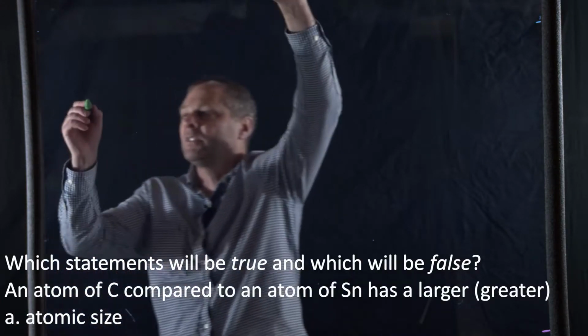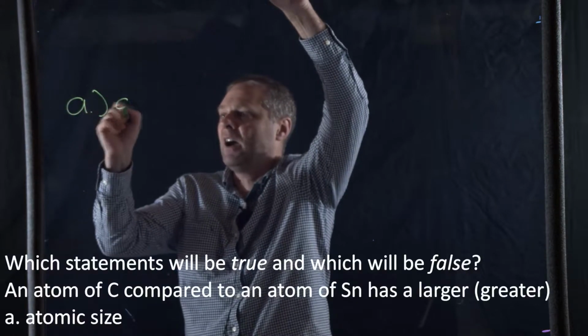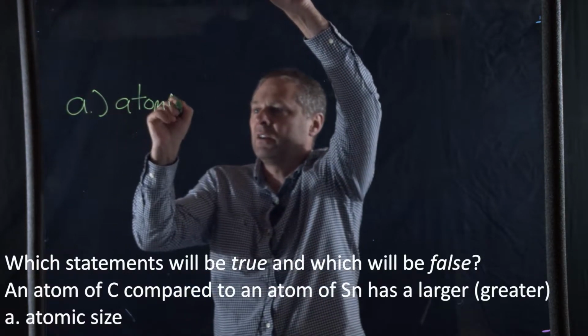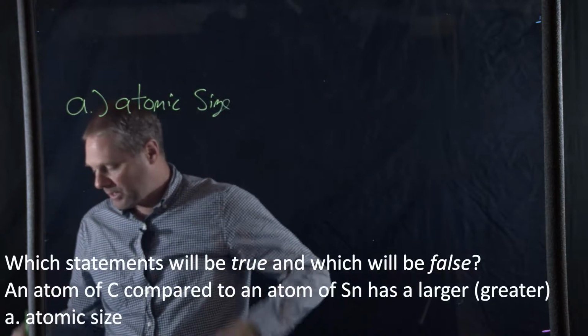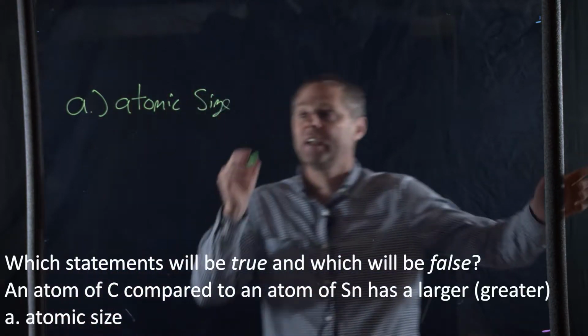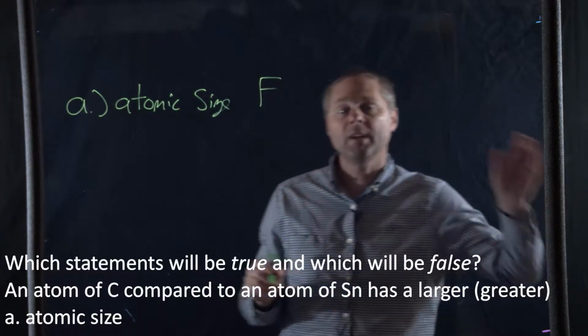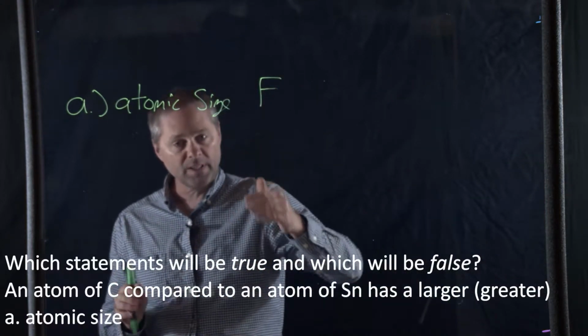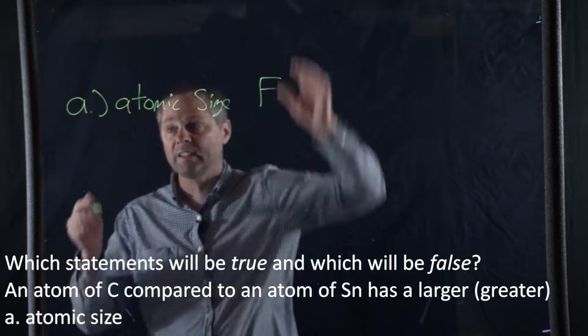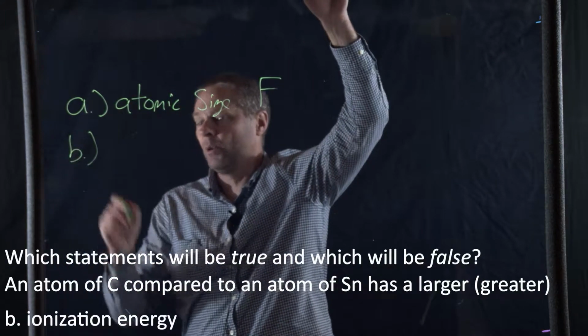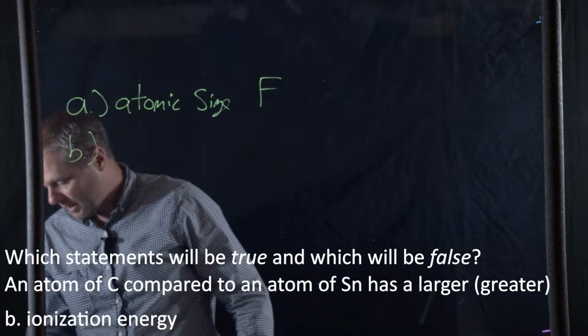And so if we're looking at atomic size, is carbon going to be greater than tin? And the answer to that is false, because tin is going to be below carbon. As you go down the periodic table, that size tends to get much larger.